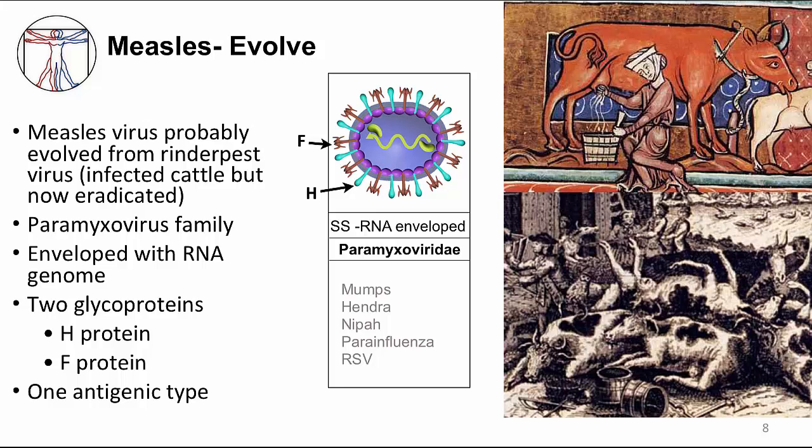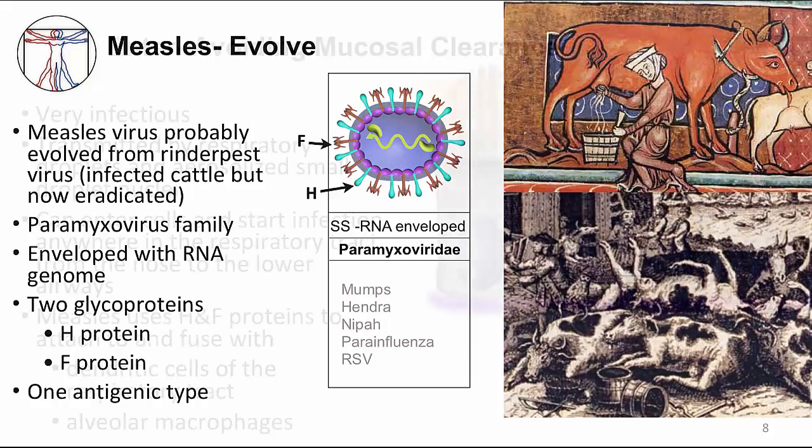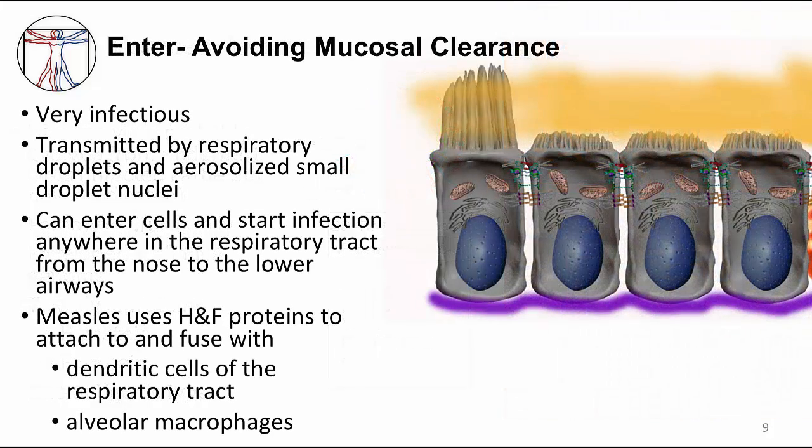Now I want to go through the infection cycle for measles using our microbiology life cycle framework. After being exposed to infected respiratory droplets or aerosolized small droplet nuclei, measles virus enters the upper respiratory tract and experimentally can start infection anywhere along the tract from the nose to the lower airways.